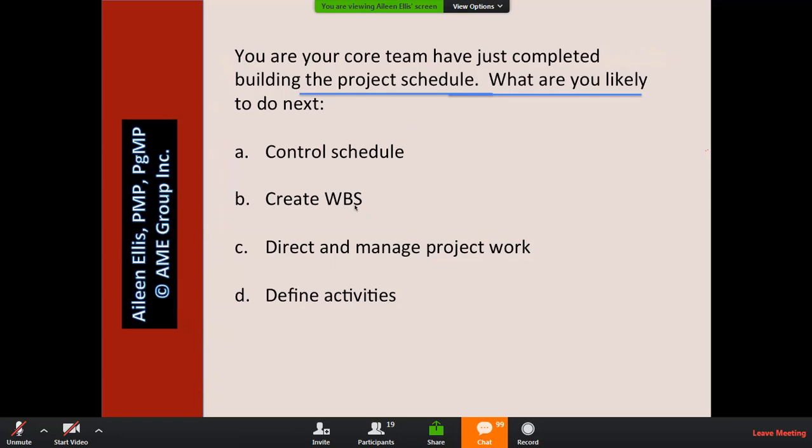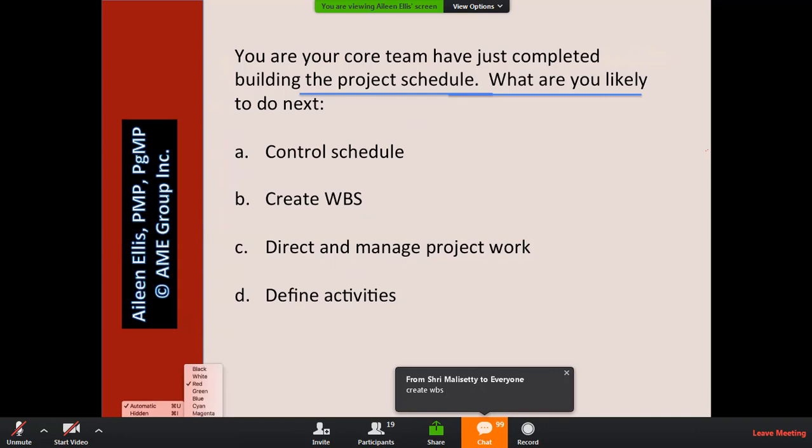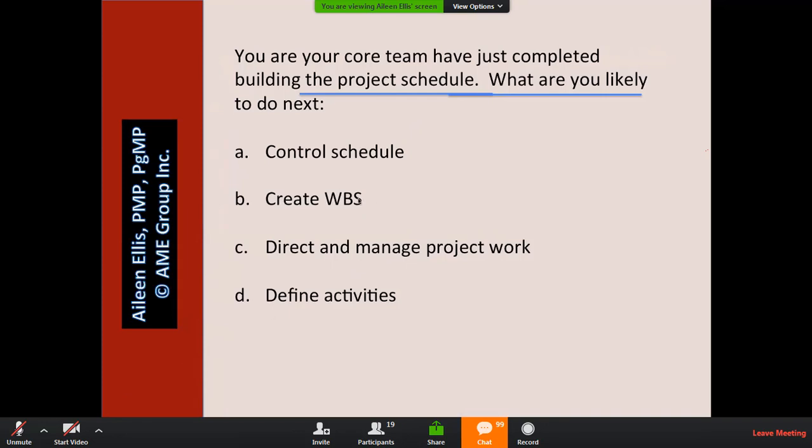Creating the WBS is about scope. Building the schedule is about schedule. So which one comes first? Create WBS comes before building the schedule. So I know create WBS must be wrong. Direct and manage project work, that's an executing process. So does C come after building a schedule? So C does come after building a schedule, so C might be right.